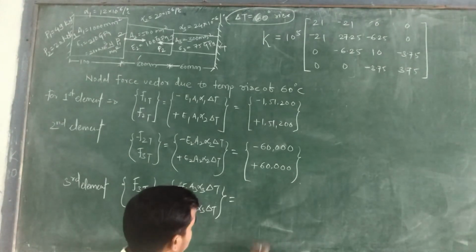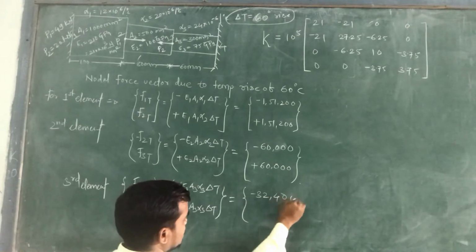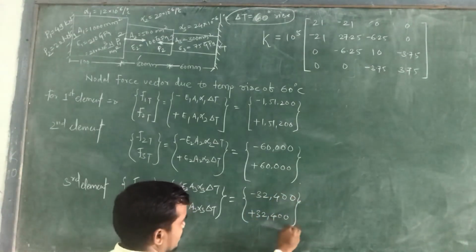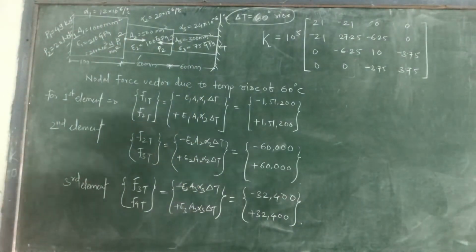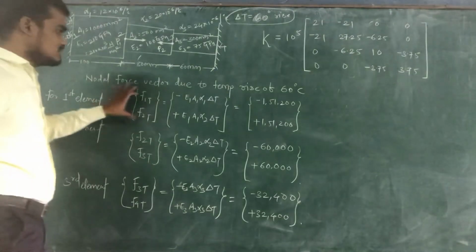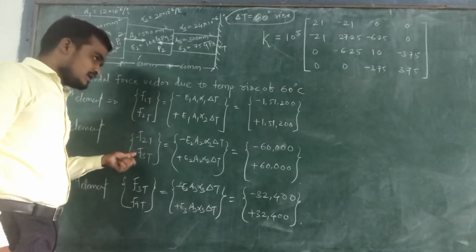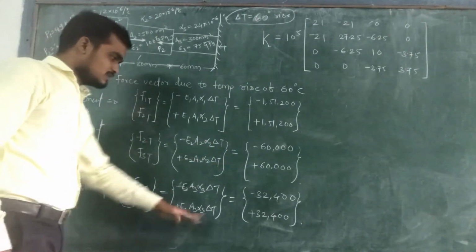the third one is minus 32,400 plus 32,400. In this way you will get the third nodal force vector due to temperature rise of 60 degrees Celsius. So for the first element, this is the value. For the second element, between node 2 and 3, F2T and F3T, this is the value. And for the third element, F3T and F4T, this is the value.